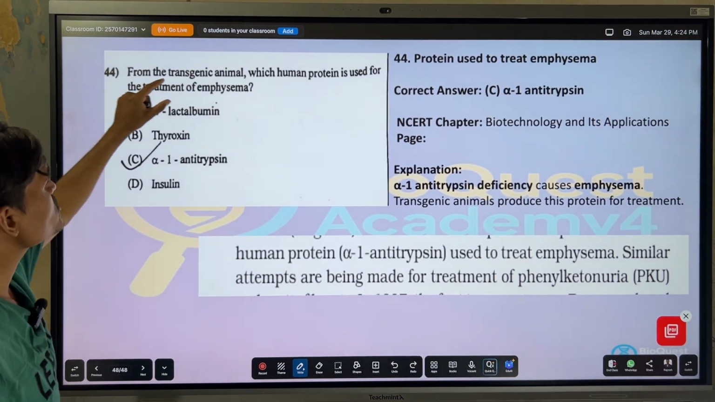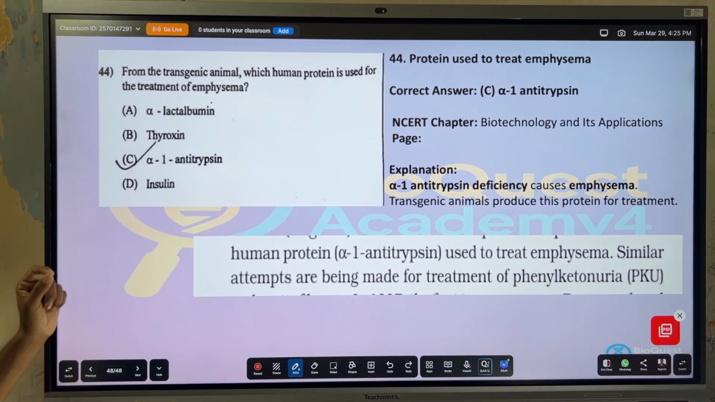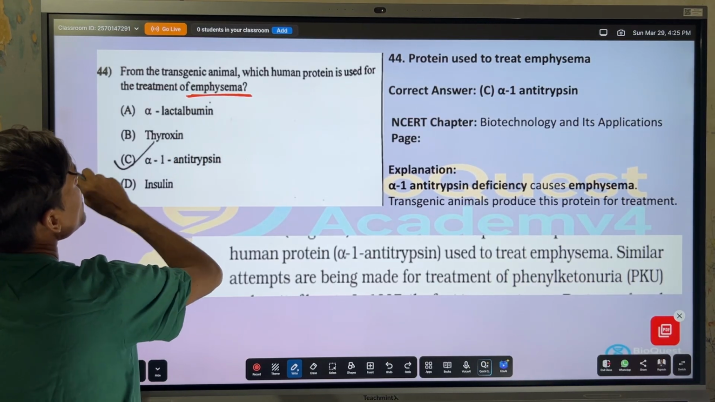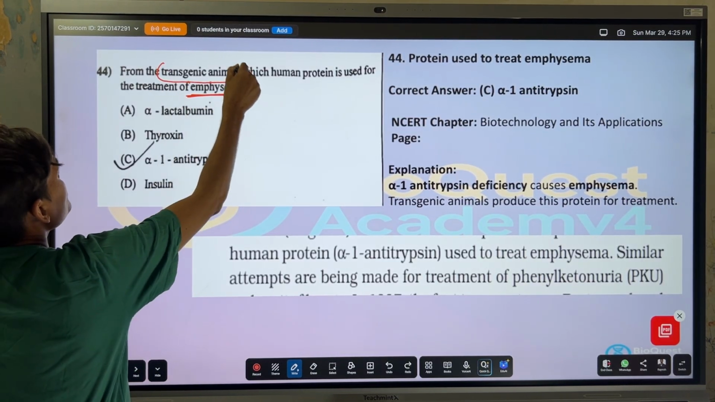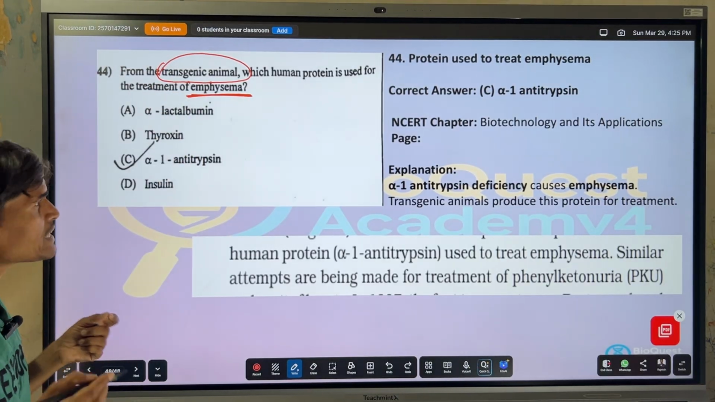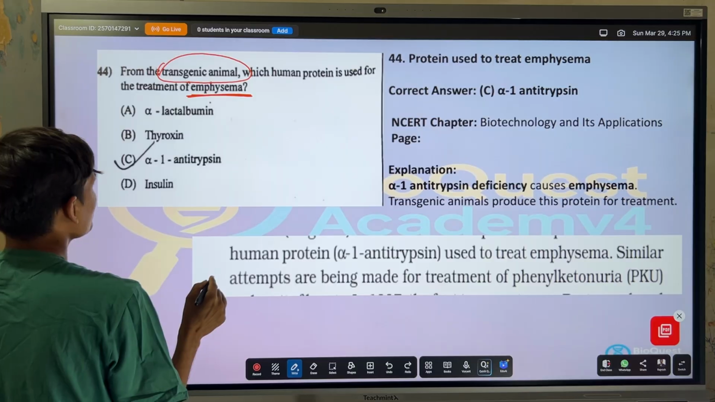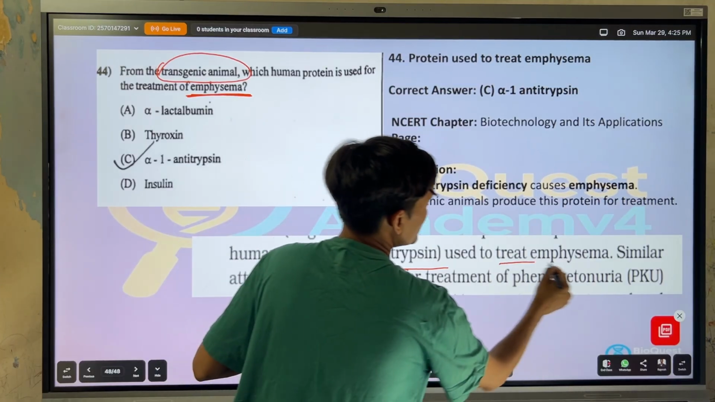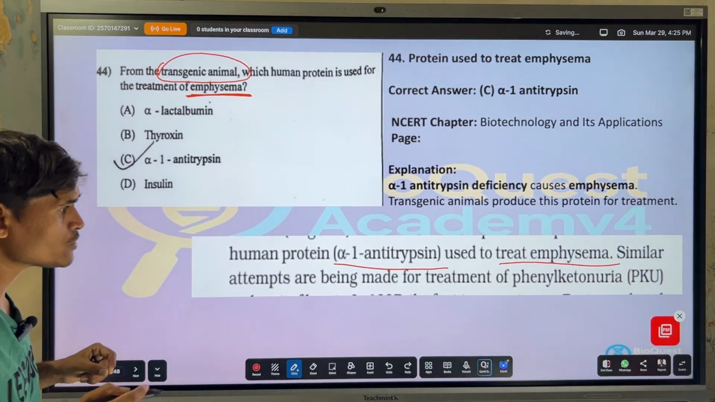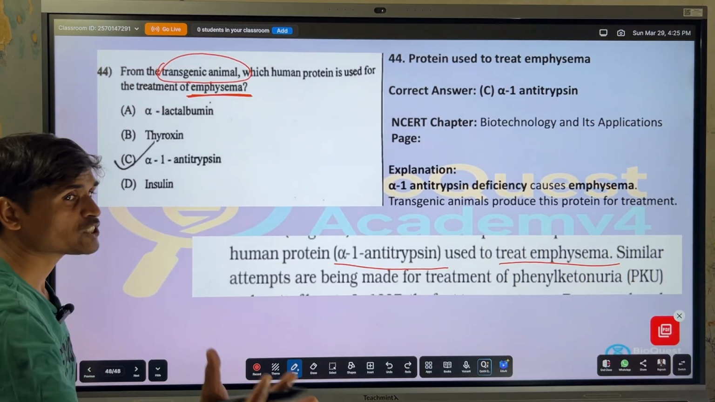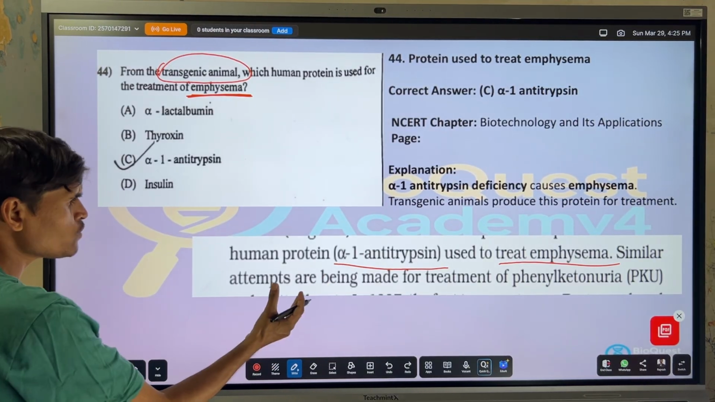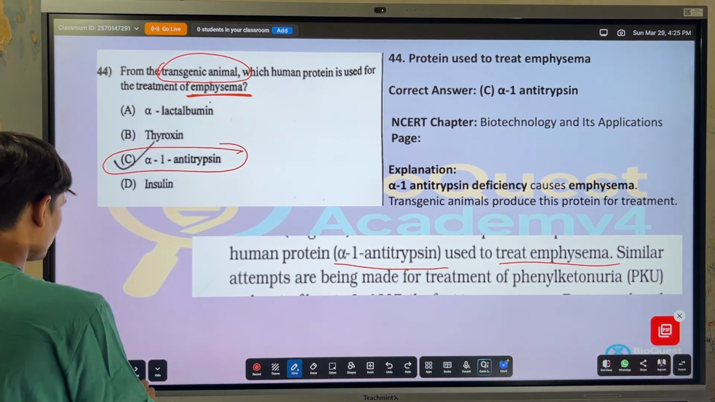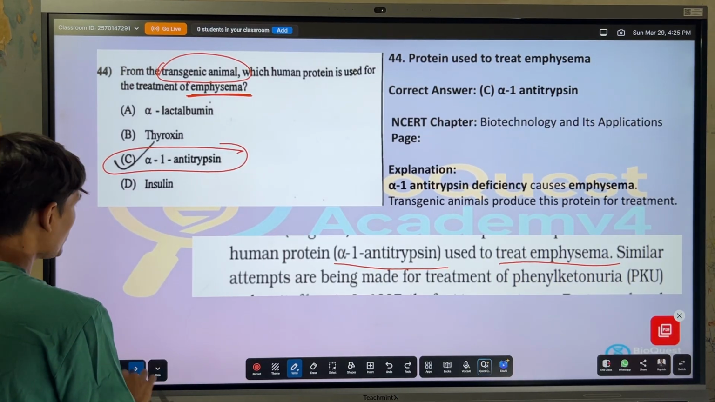44. From the transgenic animal, which human protein is used for treatment of emphysema? Transgenic animal is making a protein and we are using that protein to treat emphysema. Now, human protein alpha-1 antitrypsin is used to treat emphysema. This question is also repeated actually. If you see past few years' papers, you will find this out. So, answer is directly alpha-1 antitrypsin. We use it to treat emphysema.